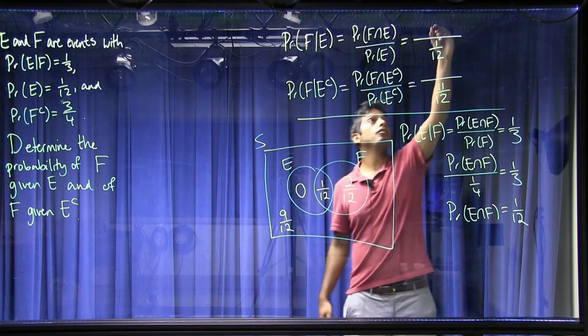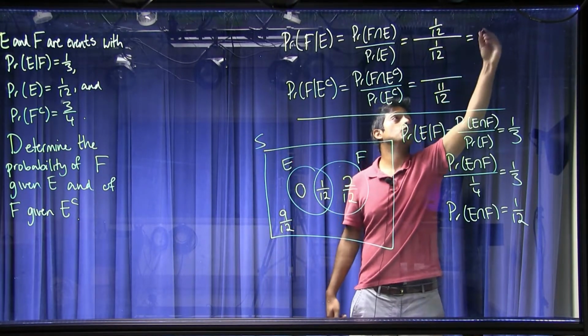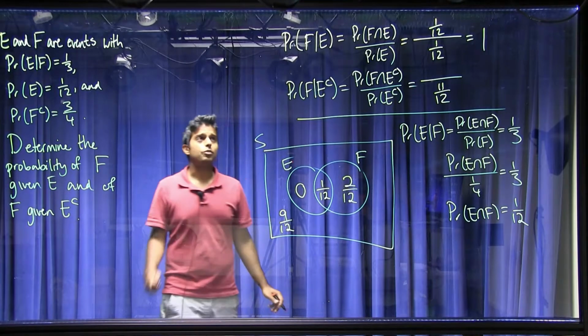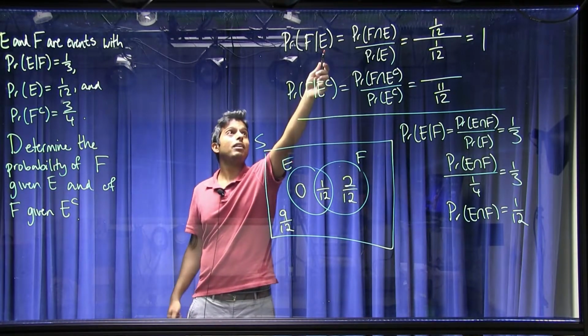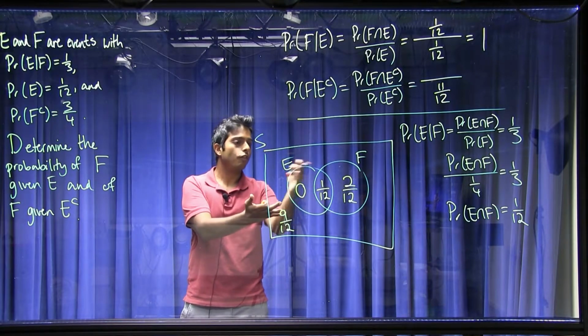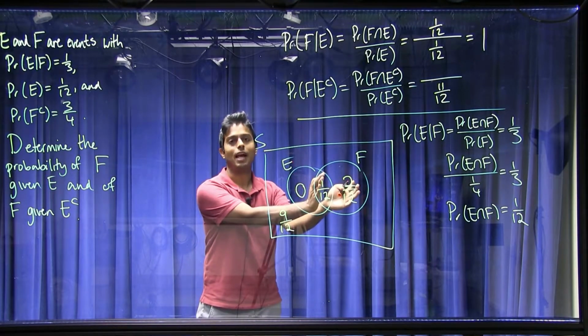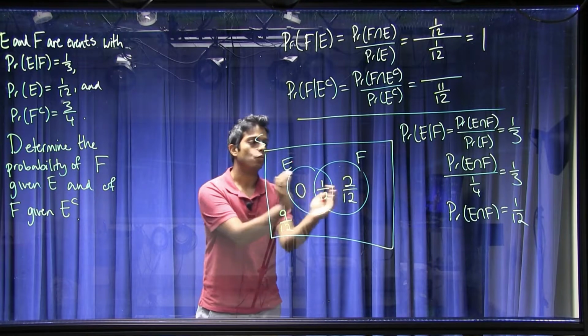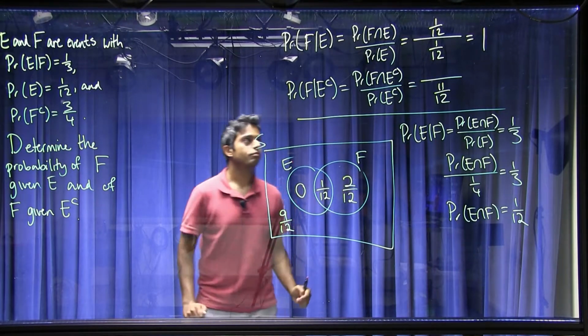So this is 1/12 over 1/12, which is 1. So that tells me that if I know E happened, then F had to happen. And that makes sense. If you look at this picture, all of the probability of E is actually within F. So really the event E is inside of the event F.